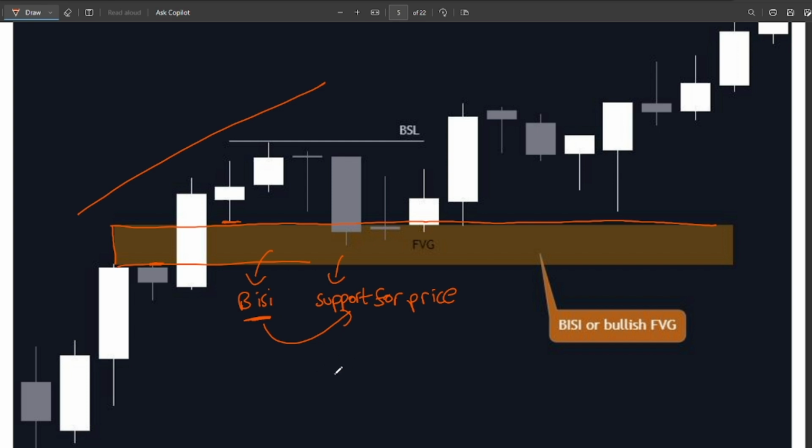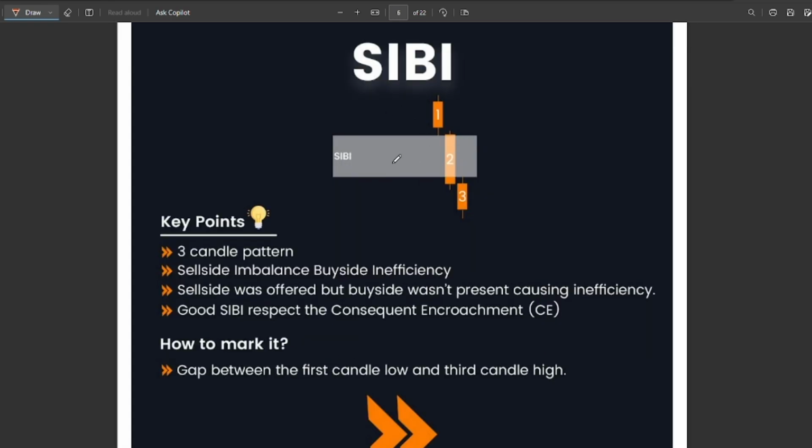Now let's move on to SIBI. SIBI is a bearish three candle pattern and it is formed by marking the low of the first candle and the high of the third candle. This fair value gap will act as a resistance for price. Price will come into this fair value gap and will reject off of this. This is a bearish fair value gap.